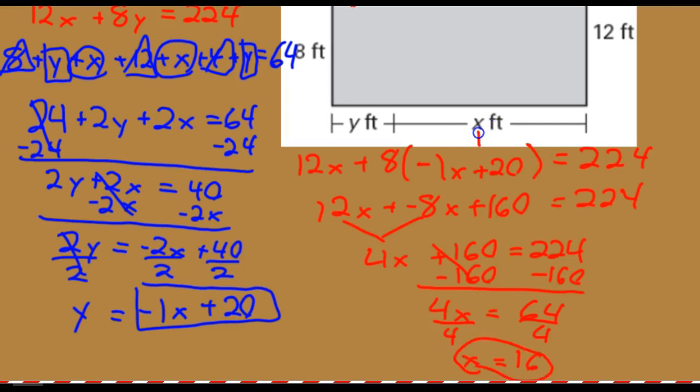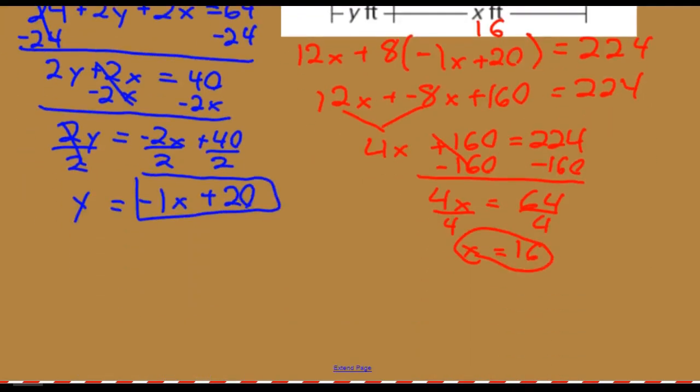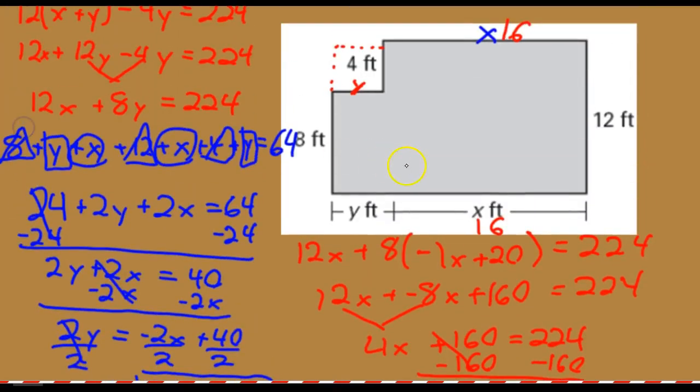So anywhere we see an x is going to be 16. Now one last thing, we need to find what y is. So I'm going to put 16 in for x here. y equals negative 1 times 16 plus 20. So we get y equals negative 16 plus 20, and y equals 4. So anywhere we see a y, we know it's going to be 4.